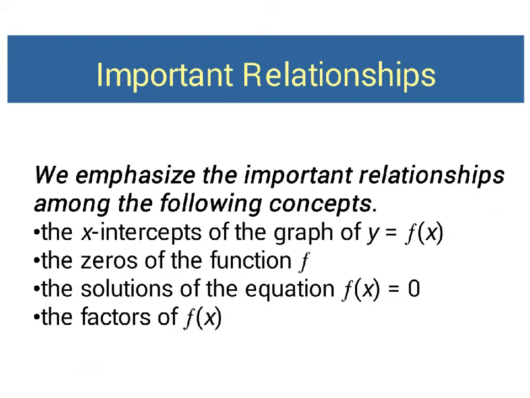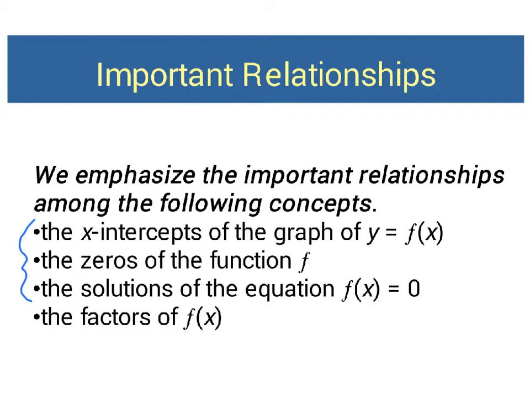Okay, so I want to end with something about important relationships of our x-intercepts and zeros and solutions and things like that. All three of these first things that I have listed here mean the same exact thing. It's just a different way of stating them. So x-intercepts of a graph mean the same thing as zeros of a function, and it also means the same thing as solutions of an equation of f of x equals 0.